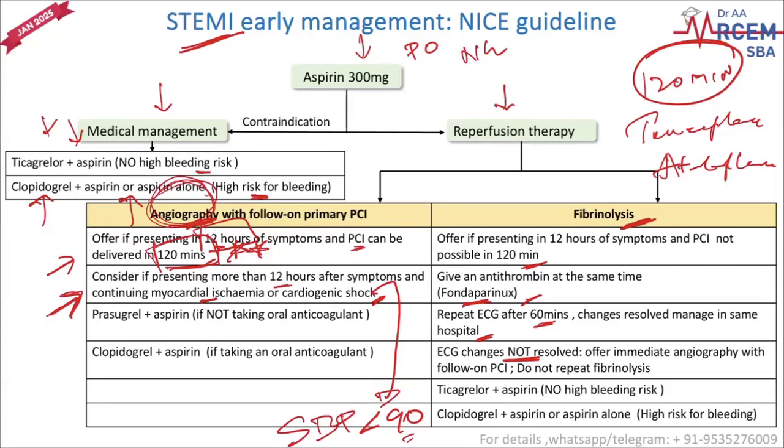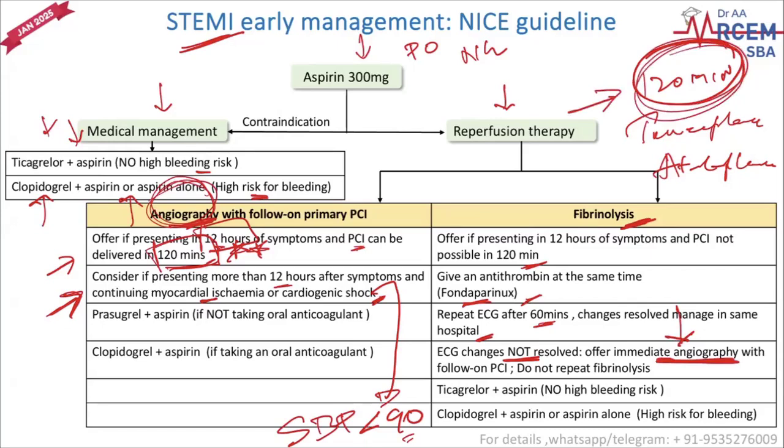At that point of time, what will you be doing? You shouldn't repeat the thrombolysis. You shouldn't give one more dose of tenecteplase. You need to shift to the nearest hospital as soon as possible. If it takes more than 120 minutes, that is also fine. You will be shifting this patient to the nearest hospital as soon as possible.